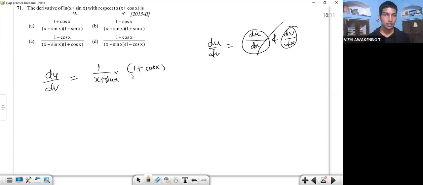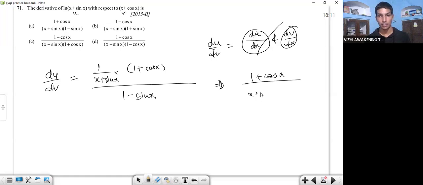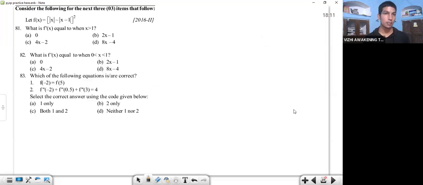And then, yes, let's differentiate the v. 1 minus sine x. So let's simplify it and write it as 1 plus cos x upon x plus sine x into 1 minus sine x. As it is in the question, option number A matches the answer. It was a simple question. Our answer matches.